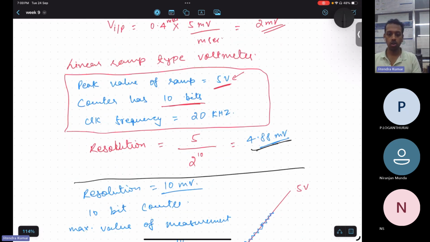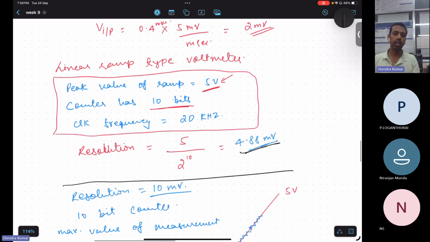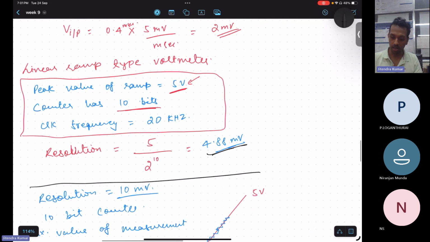Okay, so if we know the resolution, the next thing is that we have to calculate the maximum time required for the conversion. So let me copy it.